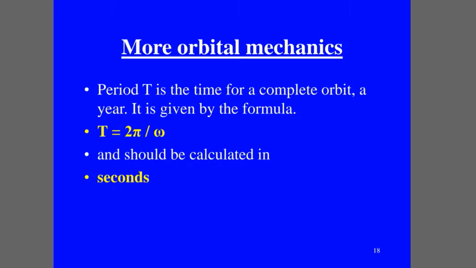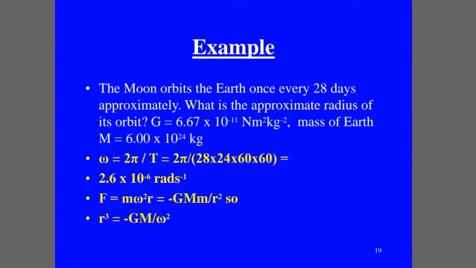More orbital mechanics. Time period T is the time for a complete orbit, for example a year. It is given by the formula capital T equal to 2 pi by omega, where omega is the angular speed or velocity and should be calculated in seconds. Then go to another slide.